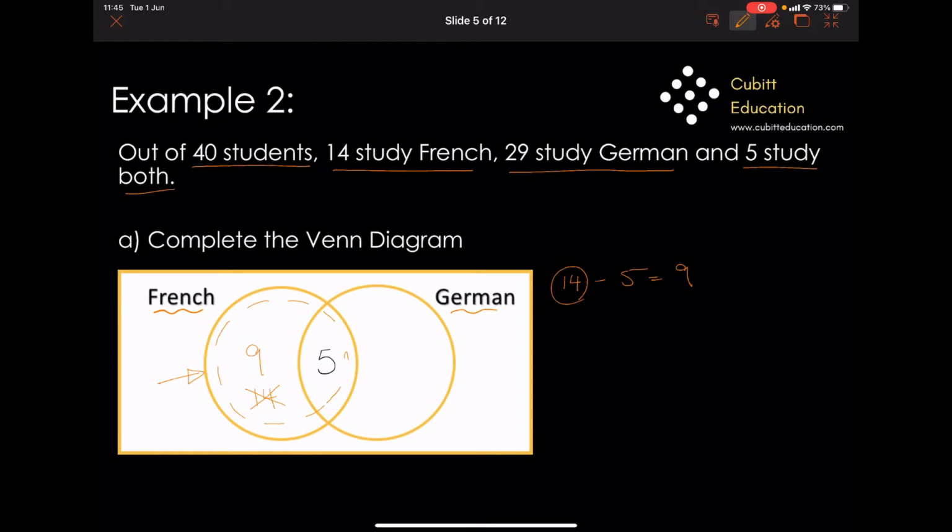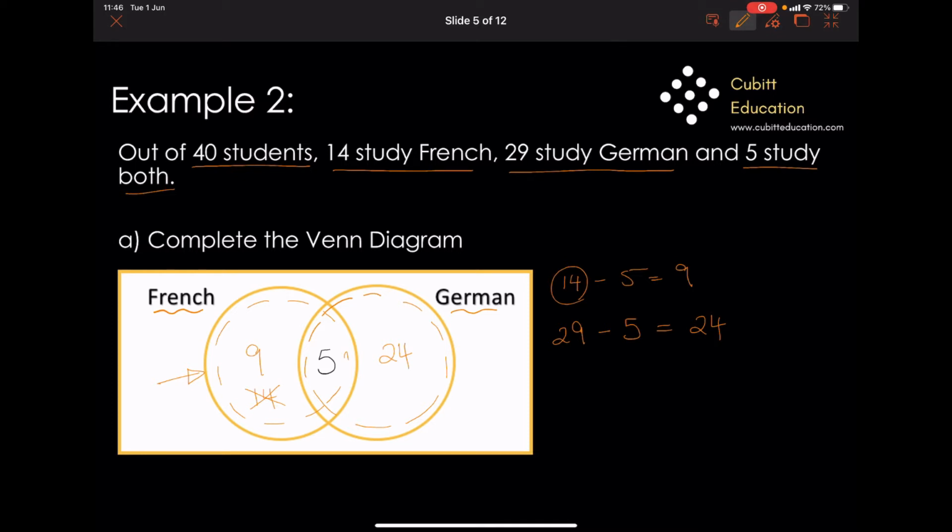We then know that 29 students studied German, but again, 5 have been accounted for because they already study French as well. They study both. So 29 take away 5 is 24, and 24 would go in there. So then altogether in this circle, we have 29.